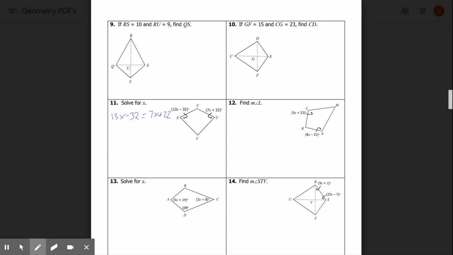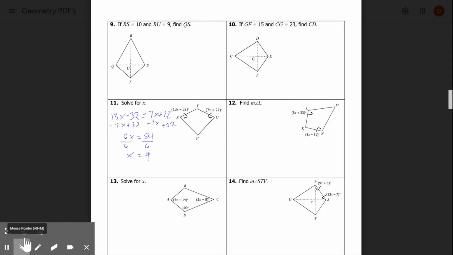So we would subtract 7x from both sides and add 32 to both sides. So that gives us 6x equals 54. Divide both sides by 6, and you end up with x equals 9. Okay, so same thing in this one. These two angles are equal, so you're just going to set those two equal and solve for x, and then plug it in to find the measure of angle L.